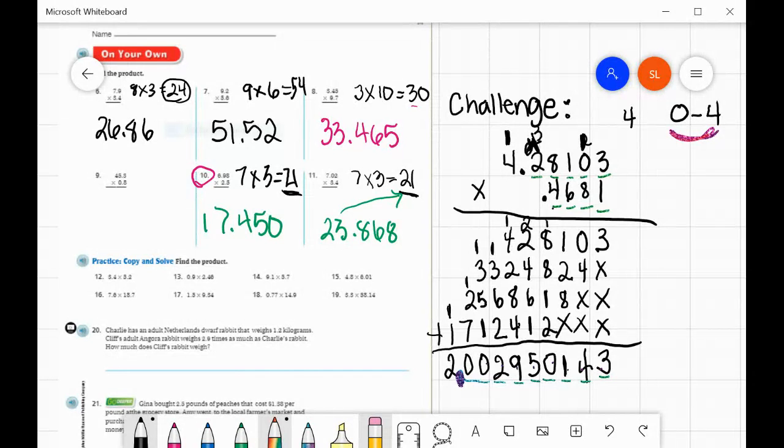All right, that is your challenge problem of the day. You are going to get a piece of paper and you're going to copy numbers 12, 14, 16, and 18. And you're going to do those 4 problems. Do those 4 problems, pause the video, and then come back to get your answers.